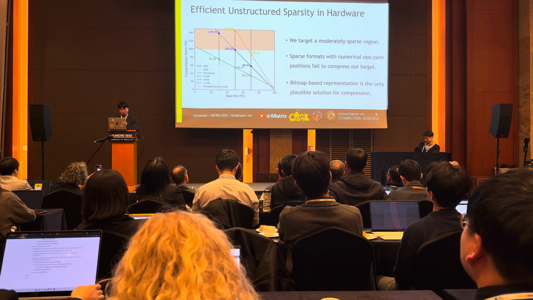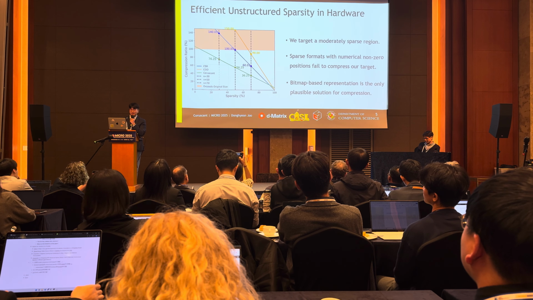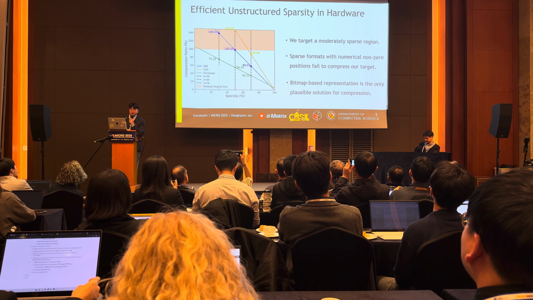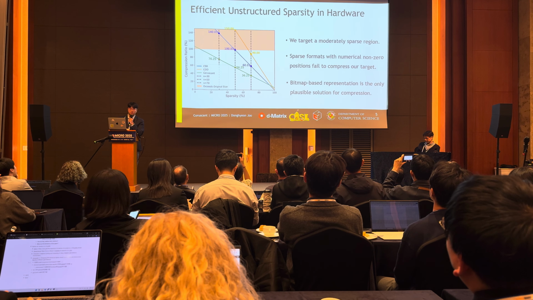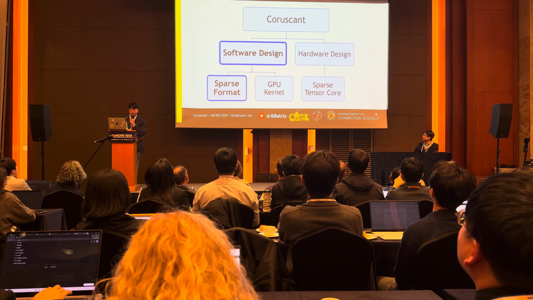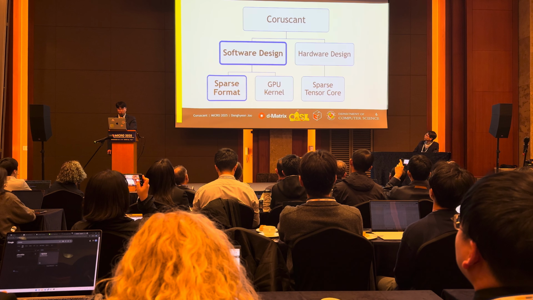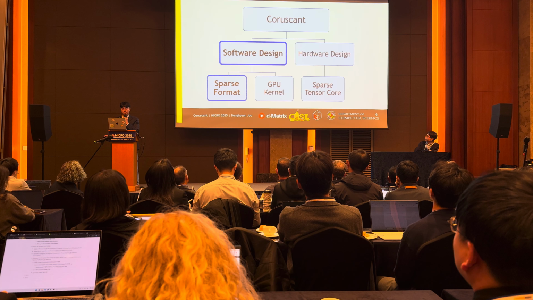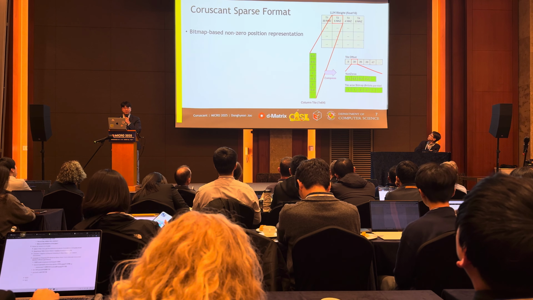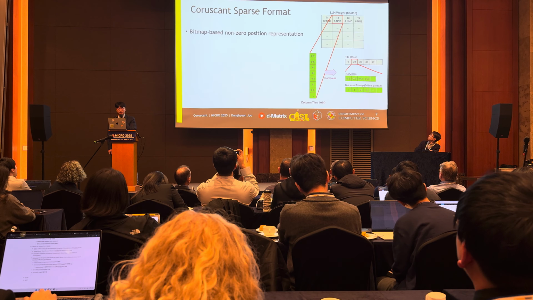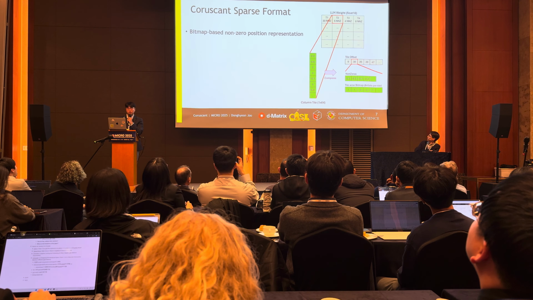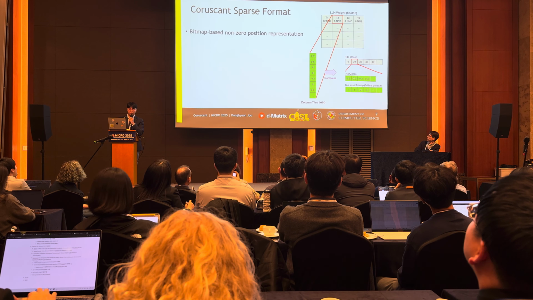And this observation motivated the core design of Coruscant, where a bitmap-based representation of non-zero positions can effectively compress unstructured sparse matrices in our target sparsity range. And thus, we start with our first contribution, the Coruscant bitmap-based sparse format. As seen on the figure on the right, each tile contains at most 64 non-zeros, represented by a 64-bit bitmap and the corresponding tile offset, which points to the start of the tile's non-zeros.